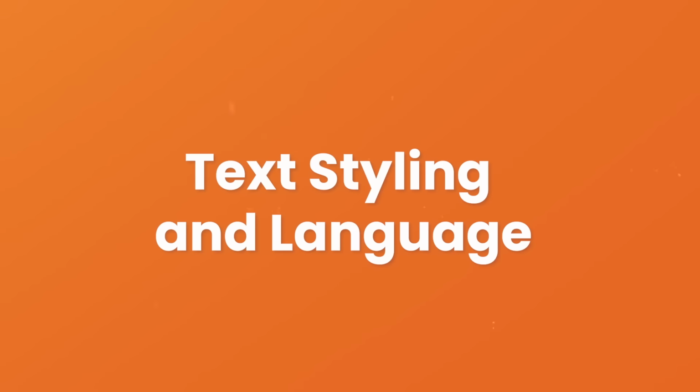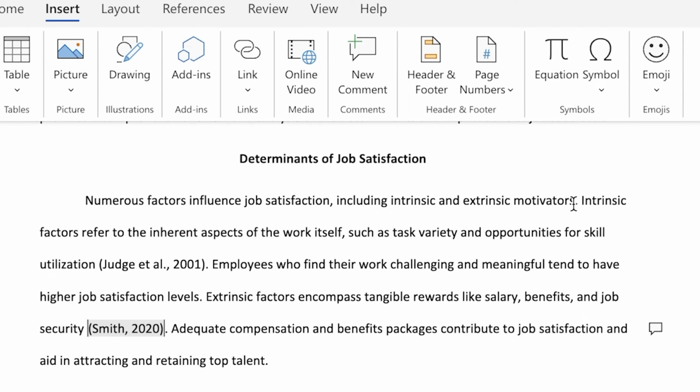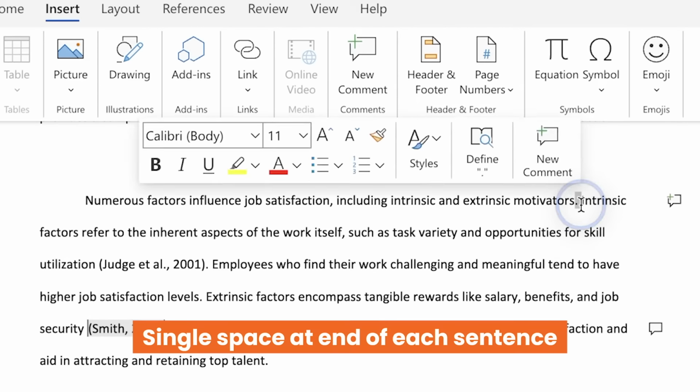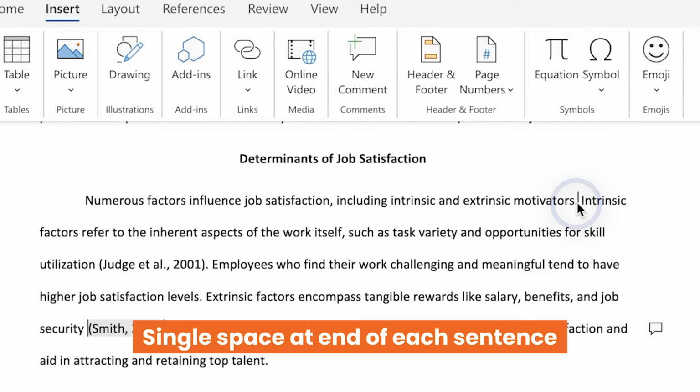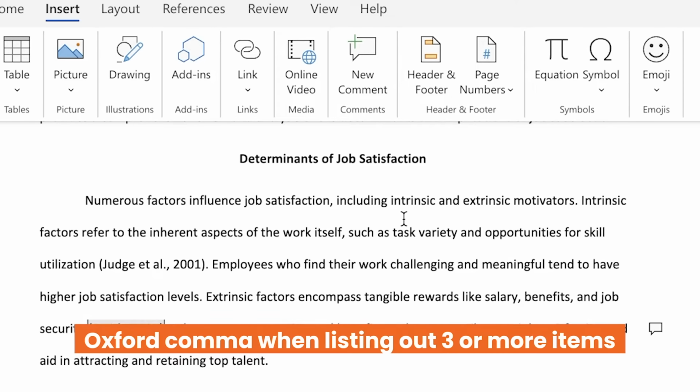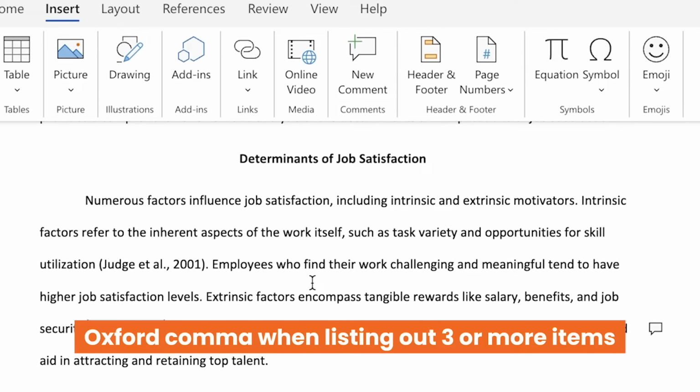Next, let's look at the text styling and the language requirements that you'll need to use throughout your paper. So you'll notice here that there is a single space after each period, and that is all that you need. Be careful not to put double spaces in between your sentences. You'll notice that the Oxford comma is used whenever listing out 3 or more items. That's an important one to remember.